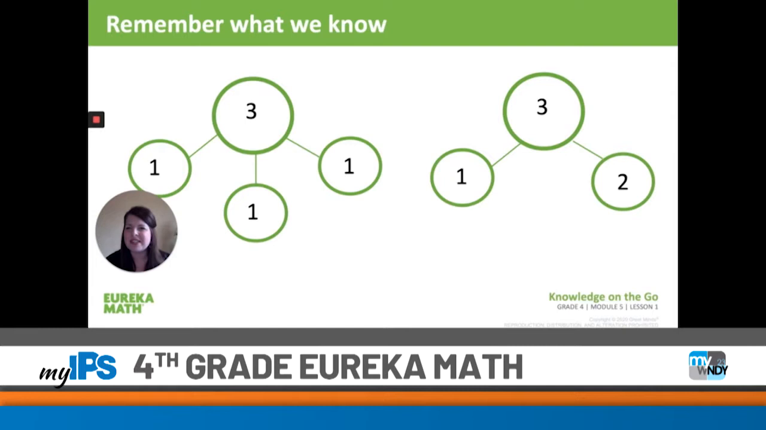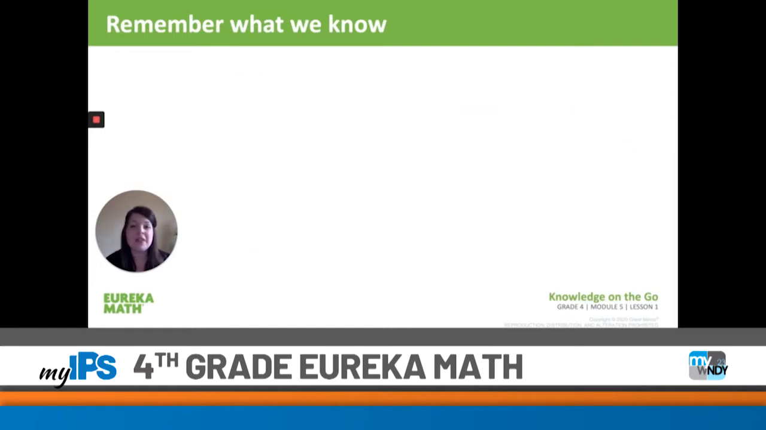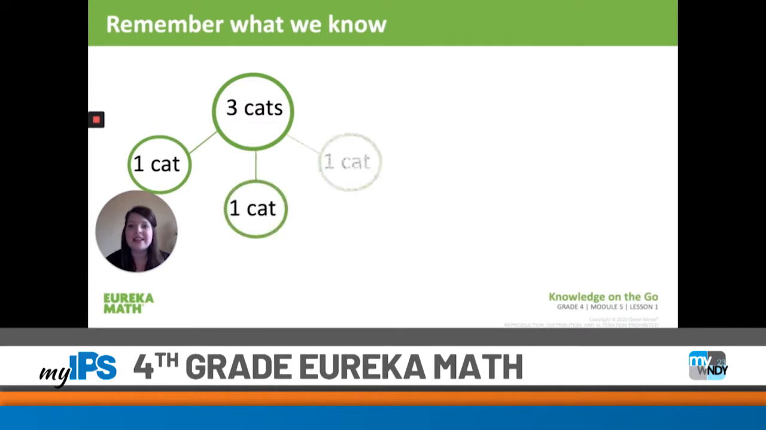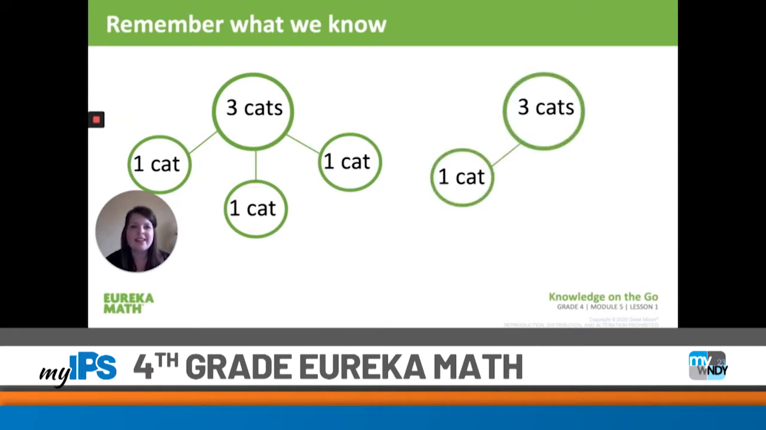Well, let's add some units to that. What if instead of just talking about the number 3, we were talking about 3 cats? We could still decompose 3 cats into 3 groups of 1 cat, and 1 cat. Or we could decompose 3 cats in another way into 2 parts, 1 cat and 2 cats. Well, guess what, guys? When we work with fractional units, they work the same way. We can decompose fractional units in the same way that we decompose whole numbers. So let's try it.